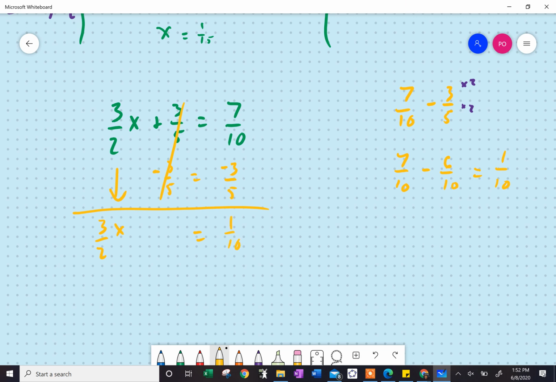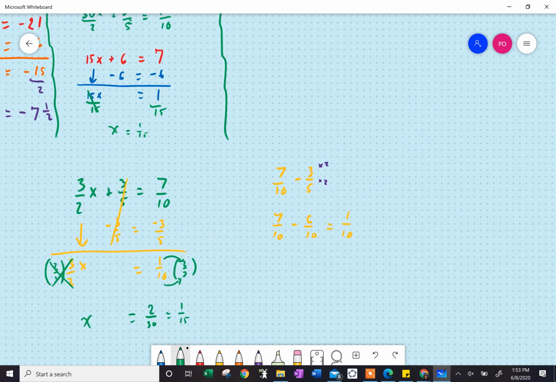And now I'm going to multiply by the reciprocal, which is 2 over 3, and multiply by 2 over 3, and I get x equals, 1 times 2 is 2, over 30, which reduces to 1/15. Same answer either way. Sorry, I had to do it. Like I said, I don't have any self-control.